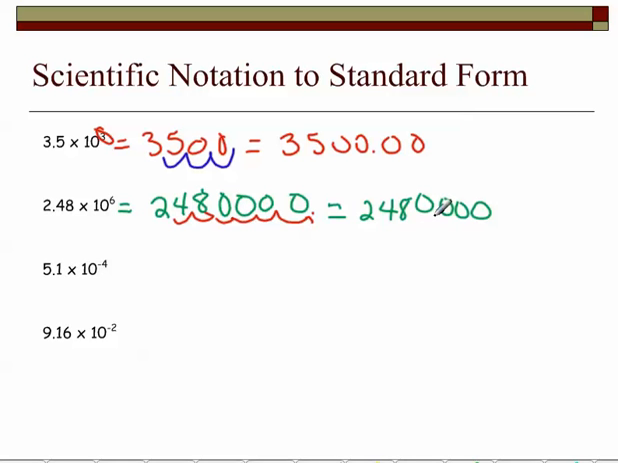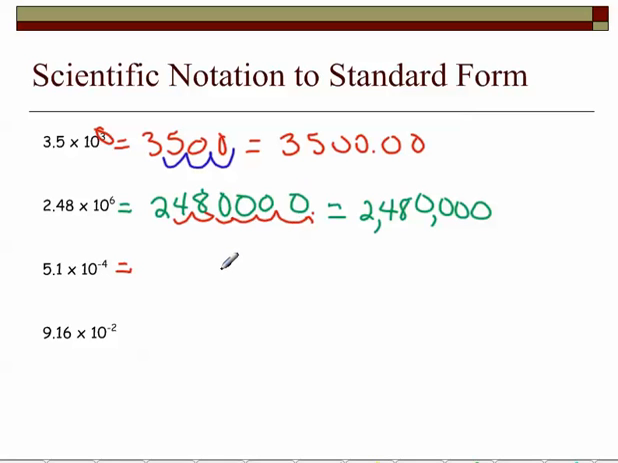Okay, remember, put your commas in. It makes it a little easier to read your number. So this is 2,480,000. Now the next example, we have a negative exponent on our 10, so that means we're going to be dividing by 10 several times. We're going to be shifting the decimal left.